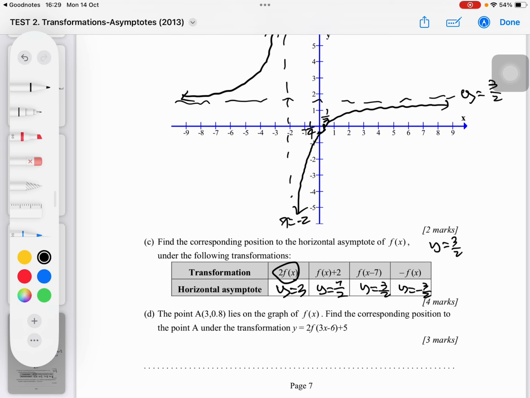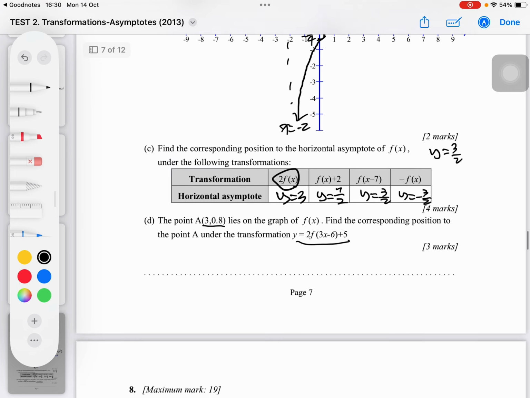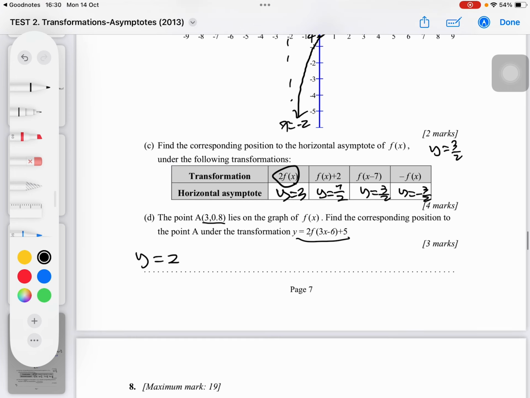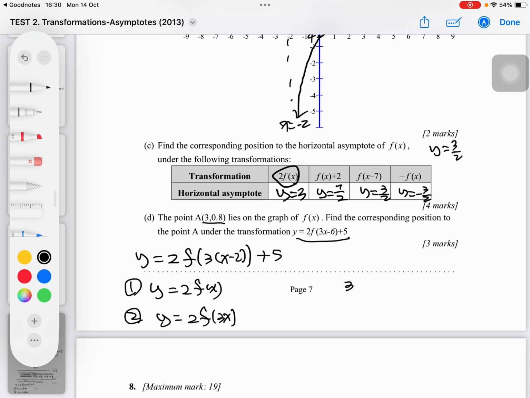So it was 3, 0.8 on f of x. So now we move like this. So y equals 2 f of 3x minus 2 plus 5. So first, let's say y equals 2 f of x. Two, y equals 2 f of 3x. Three, y equals 2 f of 3 x minus 2 plus 5.